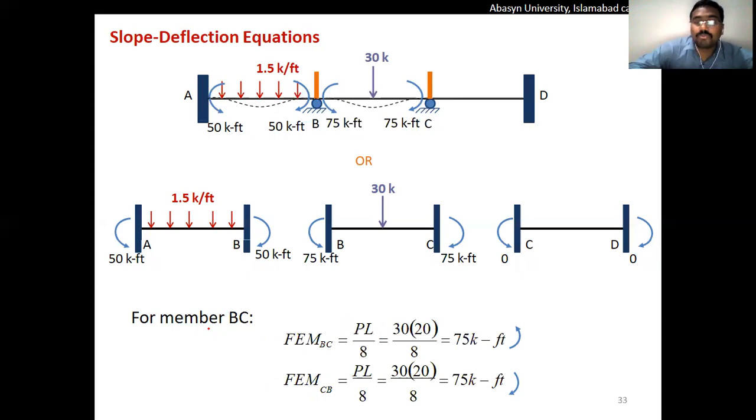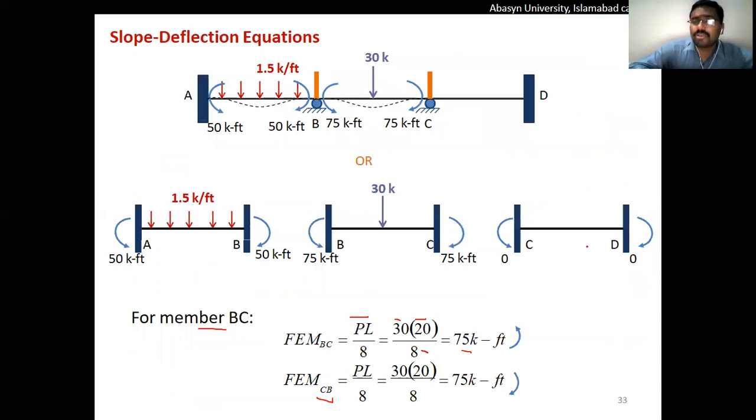Similarly, for member BC, when we have a point loading, the formula for its maximum fixed end moment is PL by 8. P is the point load, which is 30 kips, L is the span length, 20 feet, and we divide by 8. Its value comes out to be 75 kip-feet, and the same will be the value of the fixed end moment at point C.